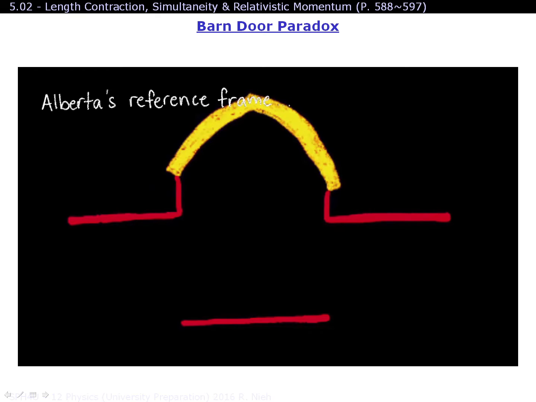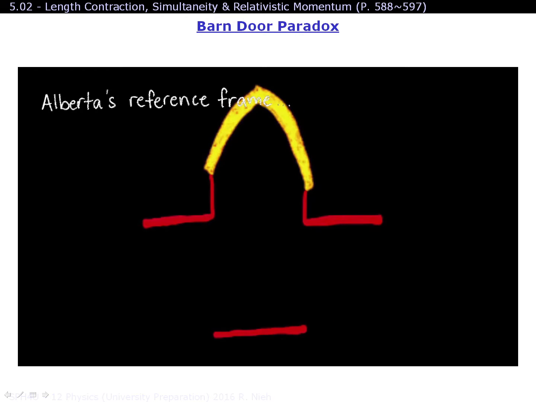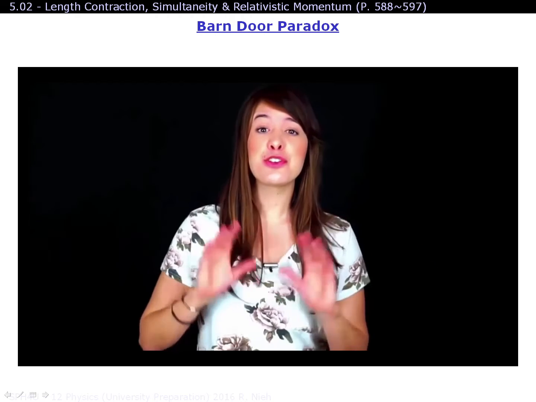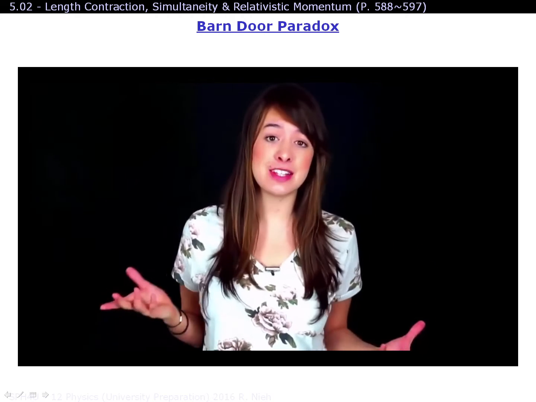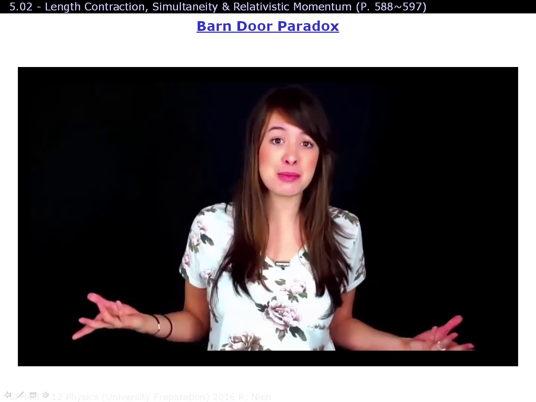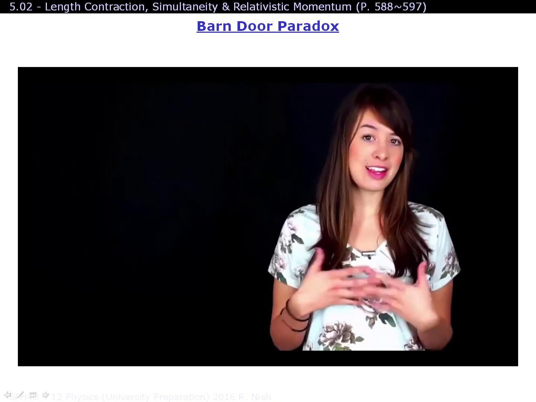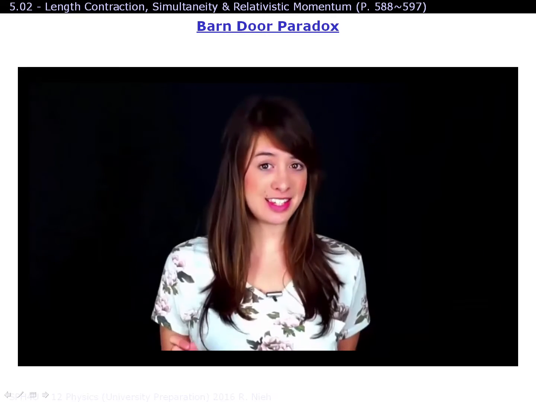So then if the barn is what's moving, it's also what's getting squished up in length contraction. So there's no way that at any point Alberta could fit in the barn with both doors closed. So from your reference frame, Alberta easily fits in the barn, but from hers, it's impossible. So what's actually happening? I mean, surely you're not both right. Well, actually, you are. This is the juicy part.